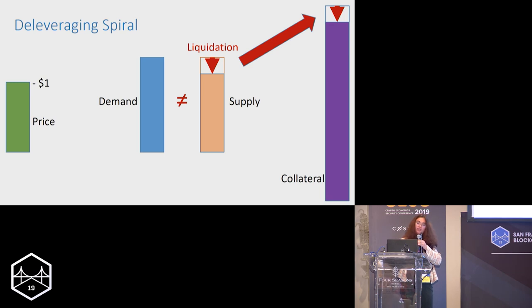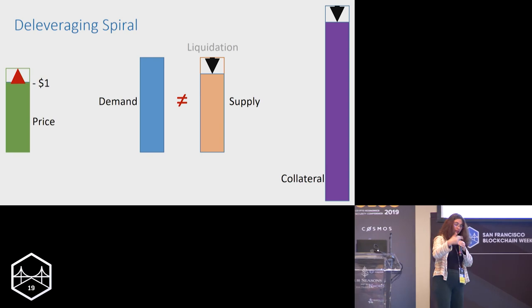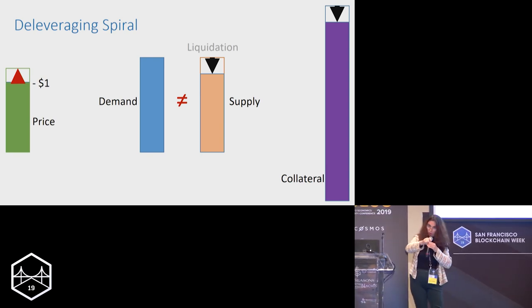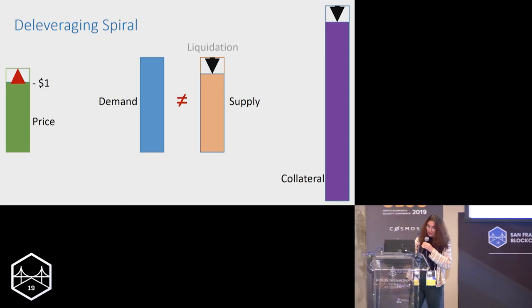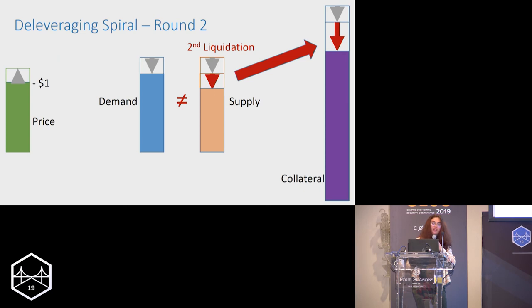And so what happens is that when the price of the stablecoin increases, they will decrease the demand because they keep a constant weight on the stablecoin. So then this will decrease. And then you will have further liquidations. And again, because of these convexity effects, you're going to have the collateral get eaten very fast.